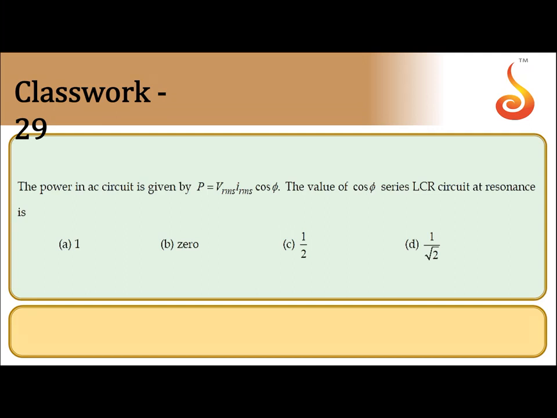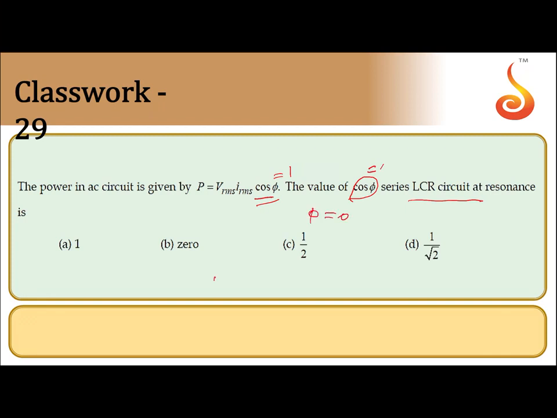Power in an AC circuit is given by P is equal to Vrms Irms cos phi. Value of cos phi in series LCR circuit at resonance is. See, at resonance in LCR circuit it becomes pure resistive circuit. Just now in the previous problem we have seen, for pure resistive circuit cos phi will be equal to 1. So they are asking what happens to cos phi. Notice one thing, cos phi is equal to 1 but phi is equal to 0.